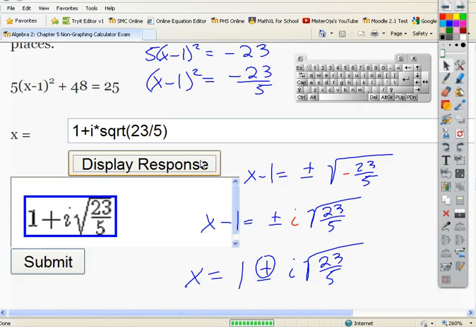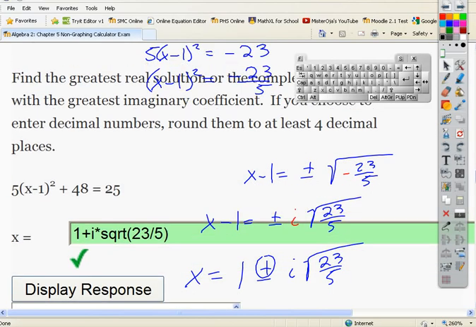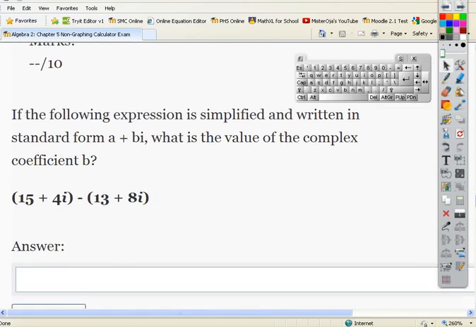Okay, what about this? If the following expression is simplified and written in standard form, a plus bi, what is the value of the complex coefficient b? Now, I'll tell you what, on these, this is not going to be a decimal. I changed the division ones, which might be. I changed those to say it wanted you to round to 2 decimal places, and it didn't say that. So if you're having trouble with those, that's why.